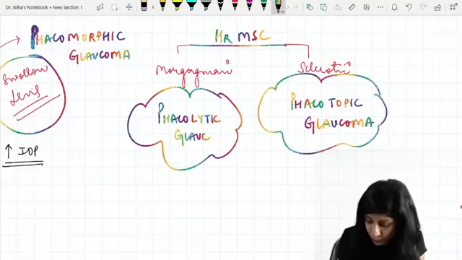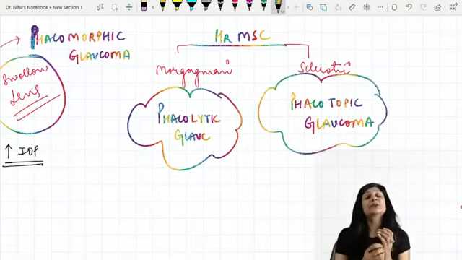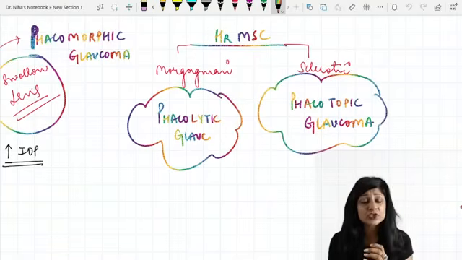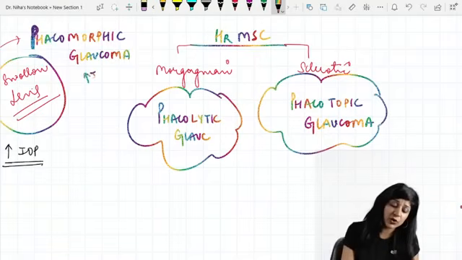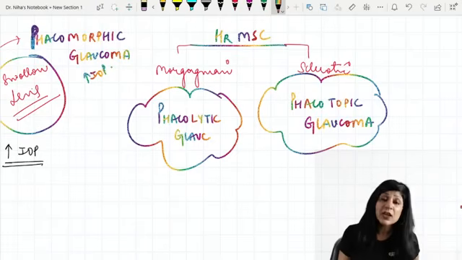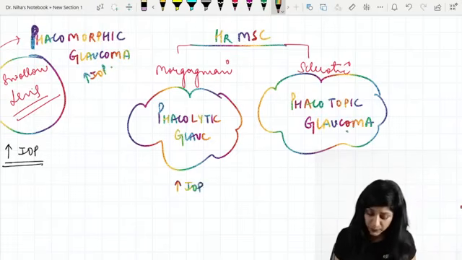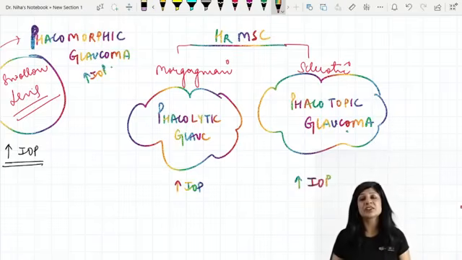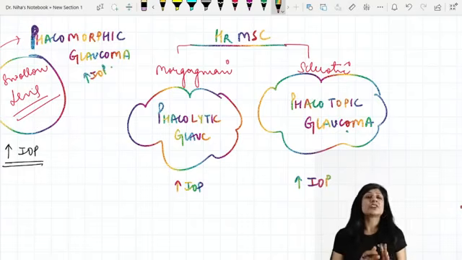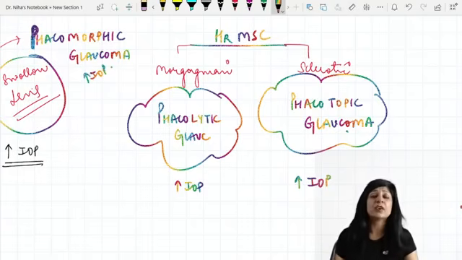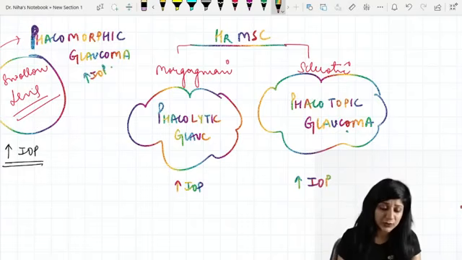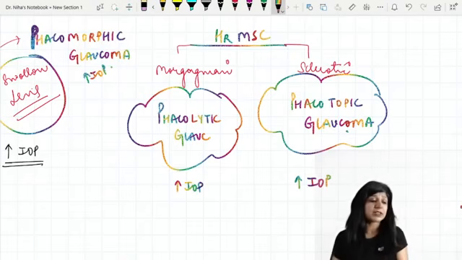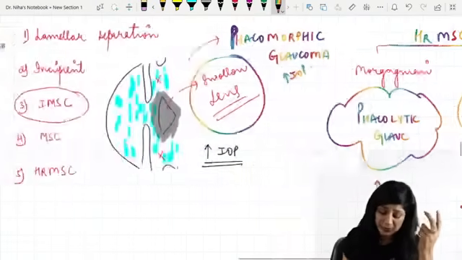So we already know that we can have different types of glaucoma in the different stages. Here also I can have raised intraocular pressure, phacomorphic maybe, phacolytic maybe I can have raised intraocular pressure, and phacotopic maybe I can have the raised intraocular pressure. So we are having the raised intraocular pressures in the different stages. That is why it is important. And who will tell me the normal range of intraocular pressure? Anybody who will tell me what is the normal range of intraocular pressure?